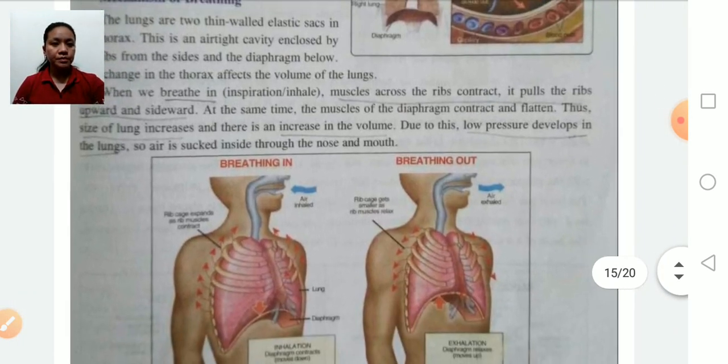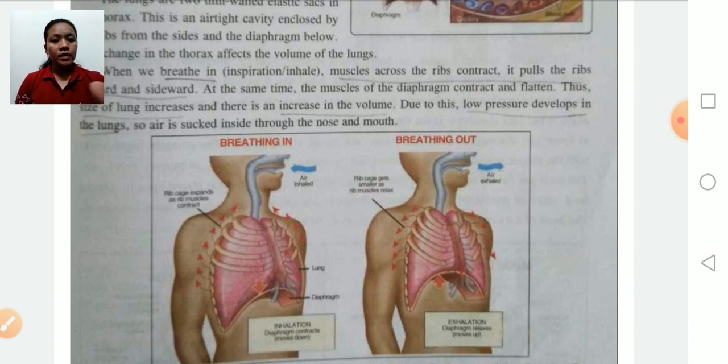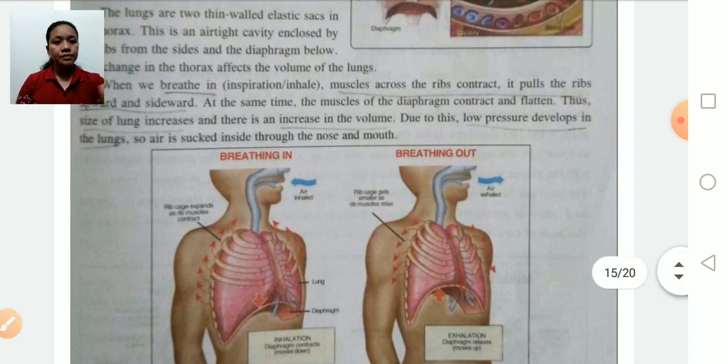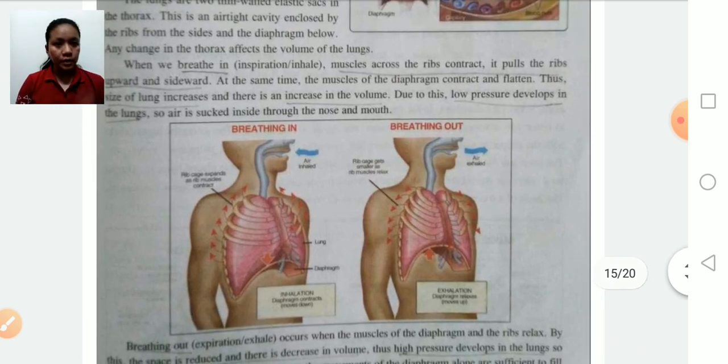See the picture here. When we breathe in, during inspiration or inhale, the muscles across the ribs contract. They pull the ribs upward and sideward. At the same time, the muscles of the diaphragm contract and flatten. The size of the lungs increases, and there is an increase in the volume, due to which low pressure is developed in the lungs. So air is sucked in. Air goes inside through the nose and mouth.